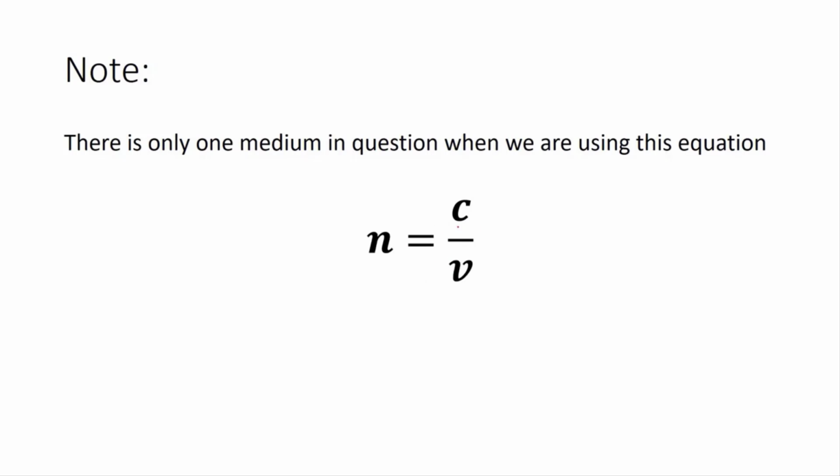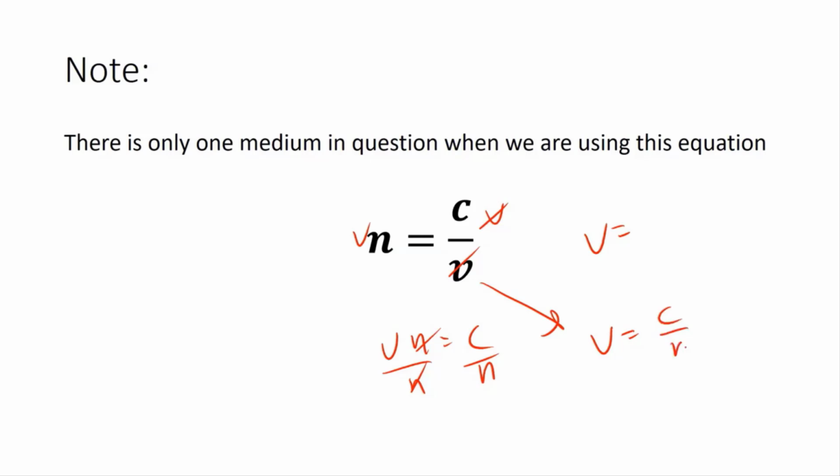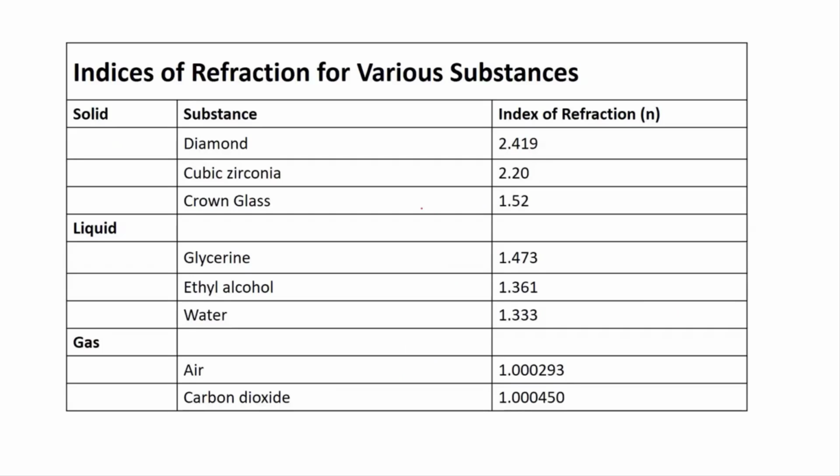After we do this, we're going to rearrange this equation real quick. If you're solving for velocity, you multiply out the velocity to get it into the numerator, so that ends up being vn equals c. Now if we want v alone, we divide out n. So this equation changes to v equals c over n, if you ever had to solve for the velocity of light in a different medium other than space, where it would travel at 3 times 10 to the 8th, which is c.